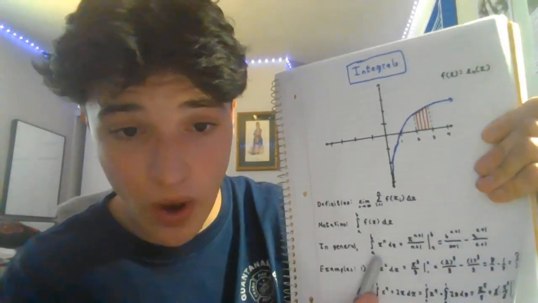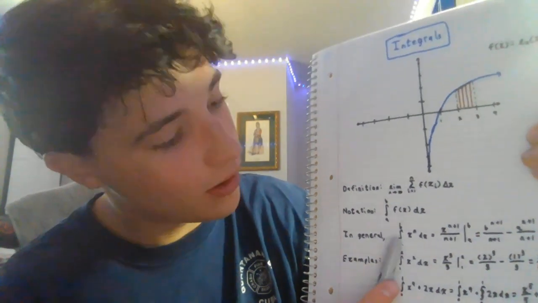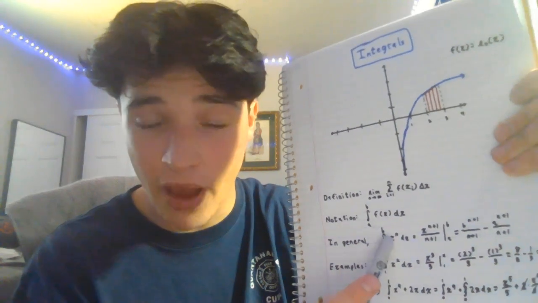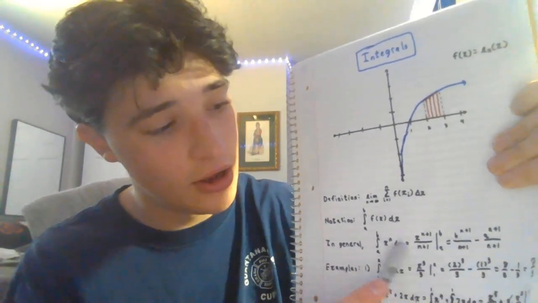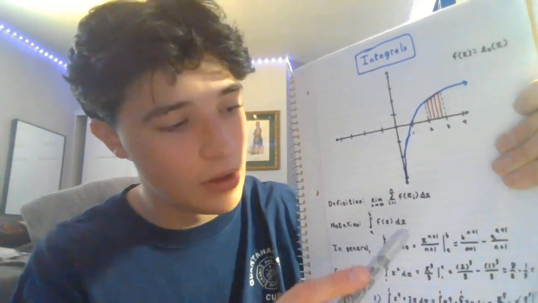So in general, the way to solve an integral, so we have the integral from a to b of x to the n dx. Basically, you pull the power down to the denominator. You'll end up with a fraction as an answer. Pull the power down to the denominator, add 1, and then also add 1 to the power.